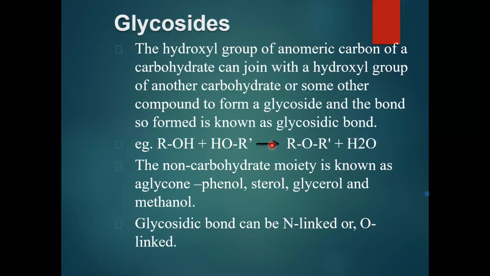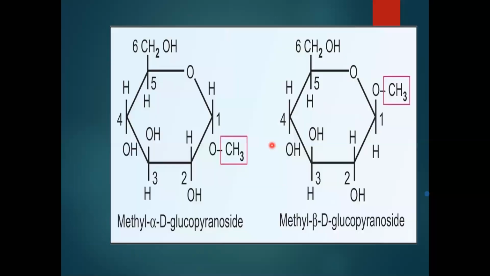The hydroxyl group of the anomeric carbon of a carbohydrate can join with the hydroxyl group of another carbohydrate or some other compound to form a glycoside, and the bond is known as the glycosidic bond. The non-carbohydrate moiety is known as the aglycone, which can be a phenol, sterol, glycerol, or methanol. Glycosidic bond can be N-linked or O-linked. Here we have methyl alpha D glucopyranoside and methyl beta D glucopyranoside.